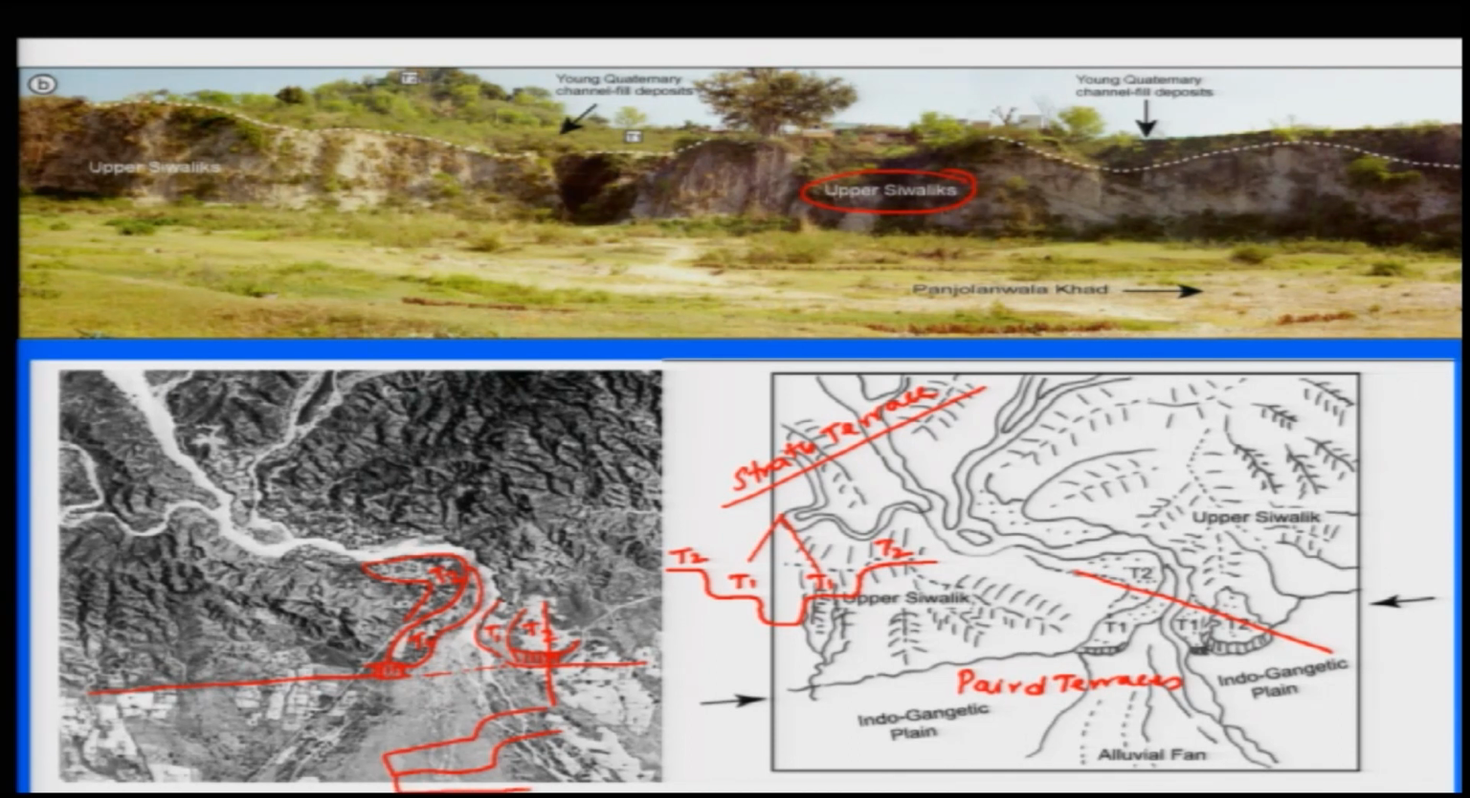Okay. So you have a scarp here, and this is the fault which passes through. So this is an uplifted part moved up along the thrust fault.